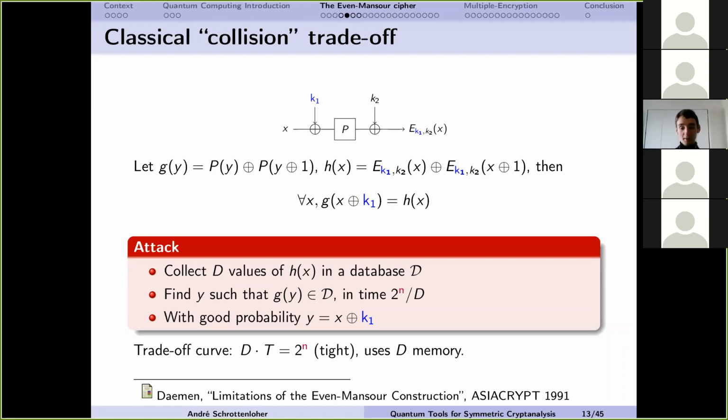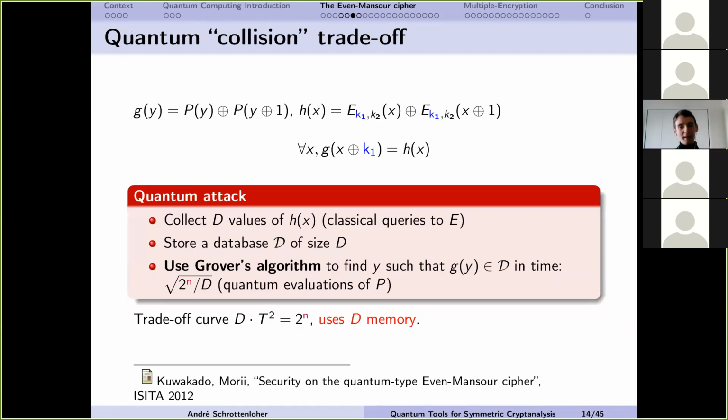And finally, this can also be done in a non-chosen-plaintext way, which is even better, because here I'm actually writing this with the chosen plaintext, where we have the choice of the queries we made to the cipher. Even if you don't have the choice, this is still valid. That is a classical attack. You can make this a quantum attack, as remarked by Kuwakado and Morii. And you can make this a quantum attack very easily just by using the quantum black box.